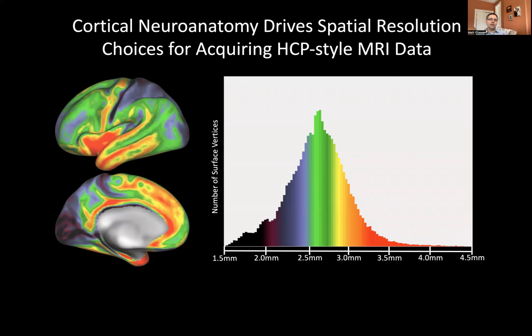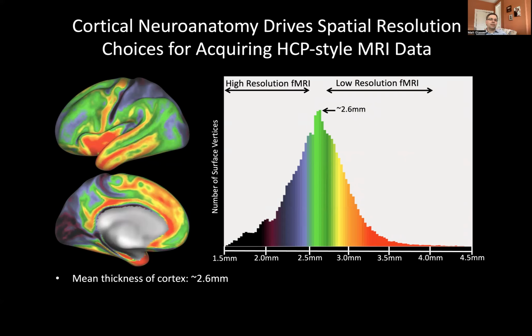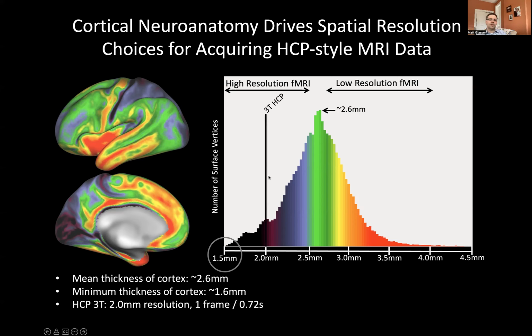So when thinking about acquiring HCP-style MRI data, we really need to think about how neuroanatomy drives the spatial resolution choices. So this is a group average of cortical thickness, and mean cortical thickness we can see in this histogram is 2.6 millimeters. We'll call fMRI resolutions that are coarser than 2.6 millimeters low resolution fMRI. High resolution fMRI is those resolutions that are higher than 2.6 millimeters. And we'll note that the minimum thickness of cortex is about 1.6 millimeters.